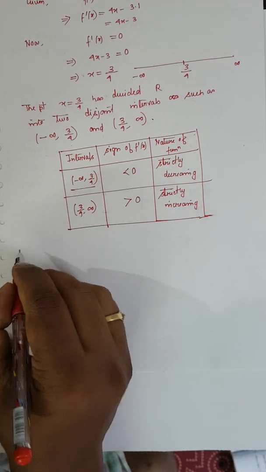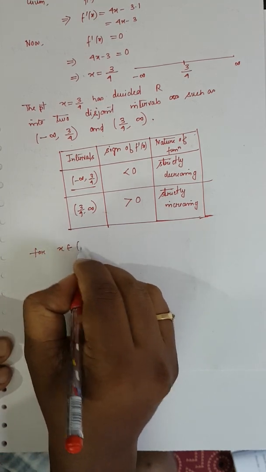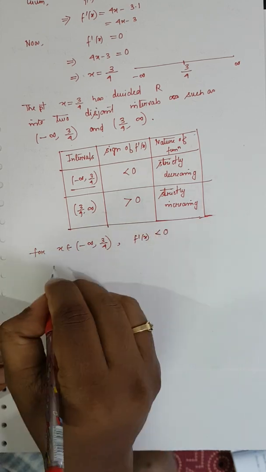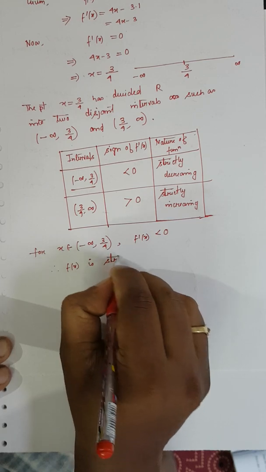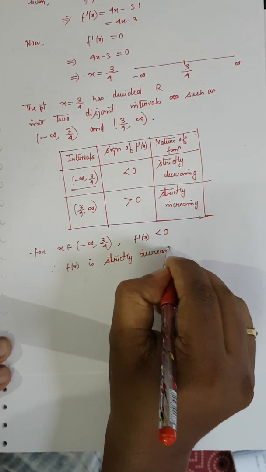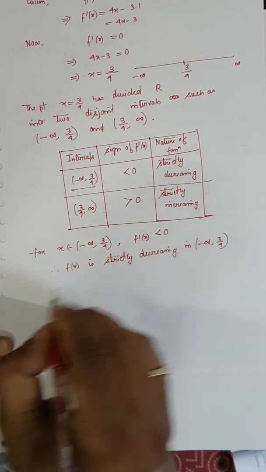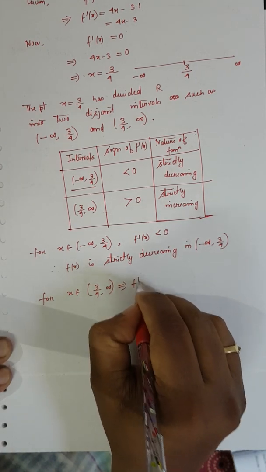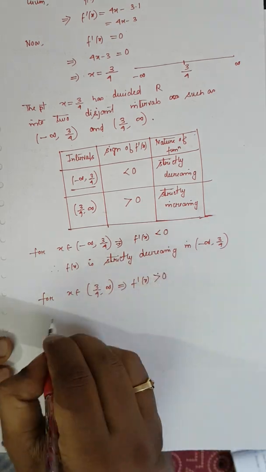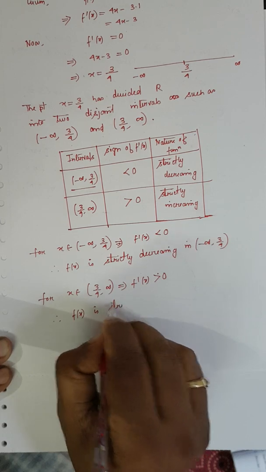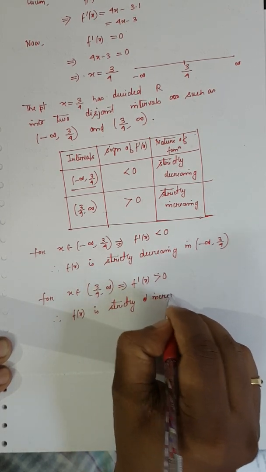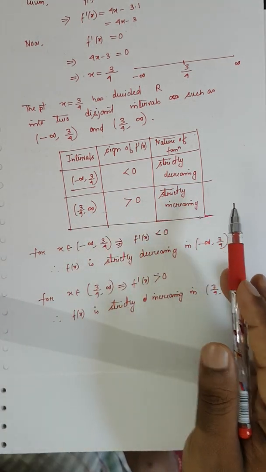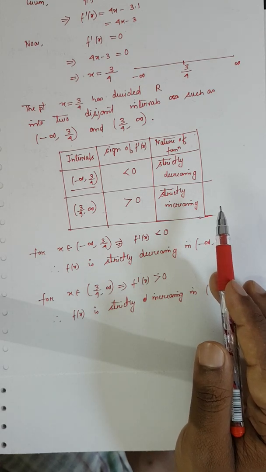Now you can say that for x belongs to minus infinity to 3 by 4, your f dash x is less than 0. Therefore, f of x is strictly decreasing in minus infinity to 3 by 4, and for x belongs to 3 by 4 to infinity, f dash x is greater than 0. Therefore f of x is strictly increasing in 3 by 4 to infinity. You can make this table to see whether the function is increasing or decreasing in a certain interval.